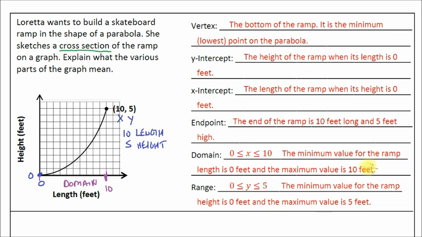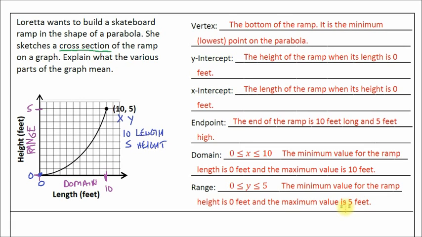In a sentence, that means the minimum value for the ramp length is 0 feet and the maximum value is 10 feet. All right, the range. Now range, class, is the y-axis. So we're going to try to write here. Range. If you hear a truck outside, don't be alarmed. It's just the street cleaner coming by on my street. Okay, the height is the range. So look at our range. It doesn't go any higher than 5 and doesn't go any lower than 0. So our possible y values are greater than or equal to 0 and less than or equal to 5. And in a sentence, the minimum value for the ramp height is 0 feet and the maximum value is 5 feet.